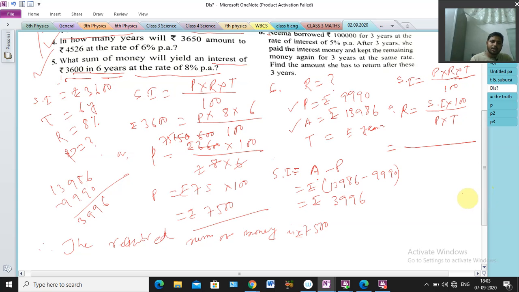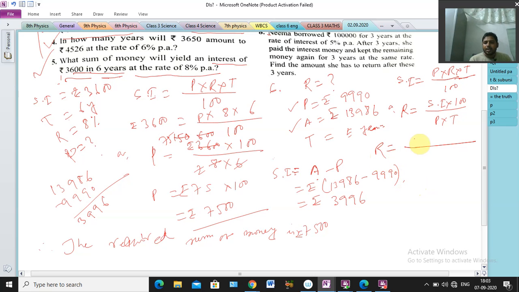3,996. 6 minus 0, 6. 8 minus 9 not possible. So 8 minus 9, 9. There 8. 8 minus 9 not possible. That means 18 minus 9, 9. And 12, 12 minus 9, 3. 3,996. That is SI. So put it there.